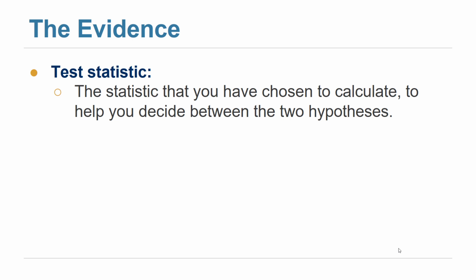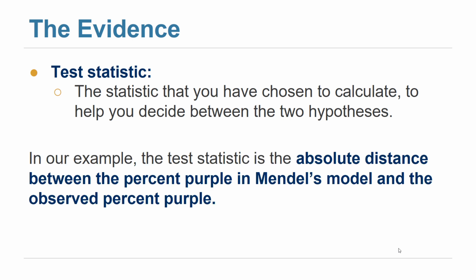Now, to make a decision, we have to come up with a test statistic. The test statistic is something that we will compute from the observed data and also from the simulation that we will do. And of course, it will help us, as we saw, and we will see inshallah also in this lecture, decide between the two hypotheses. So in our example, the test statistic was the absolute difference between the percentage of purples in the sample and the observed percent purple in the data.